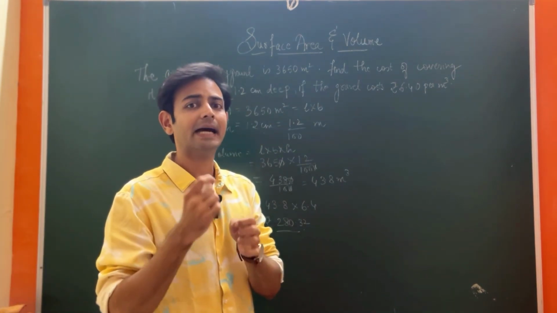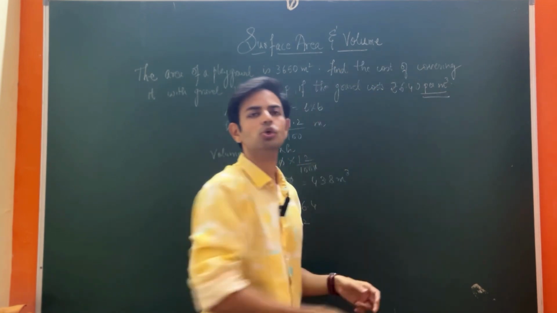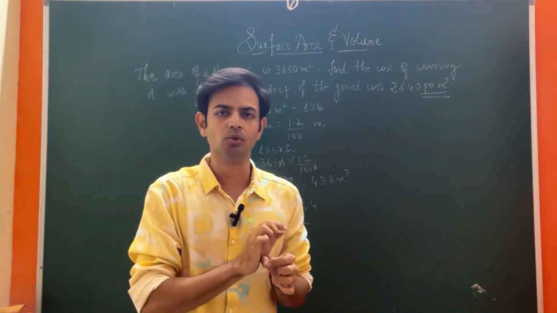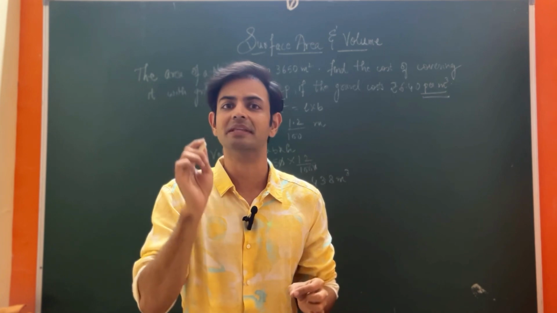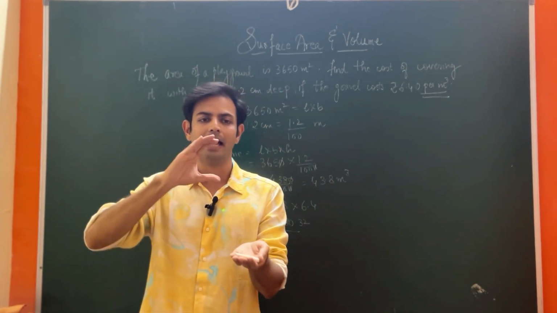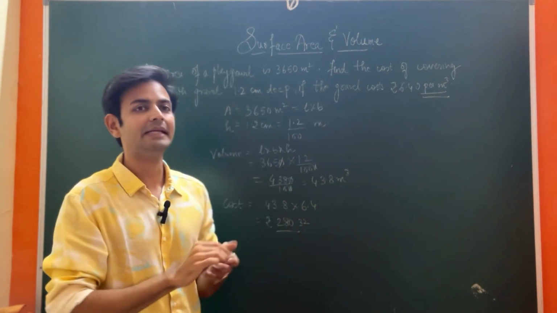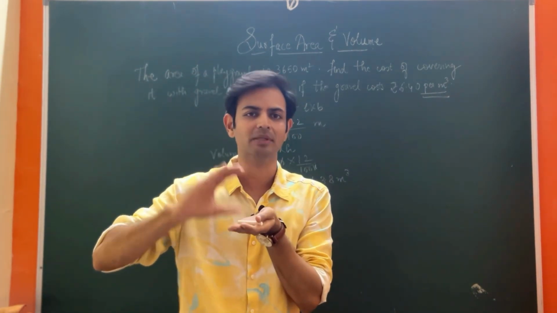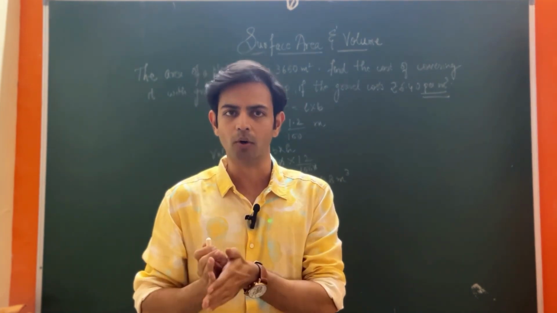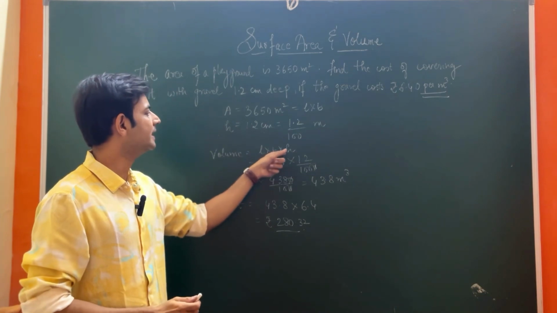Now we are given that the cost is 6.4 per meter cube. When we see per meter cube, definitely we have to go for the volume. So volume, now when there is a playground and it is 1.2 centimeter deep, it will gain some depth. So this will become now a cuboid. A cuboid volume is L × B × H.